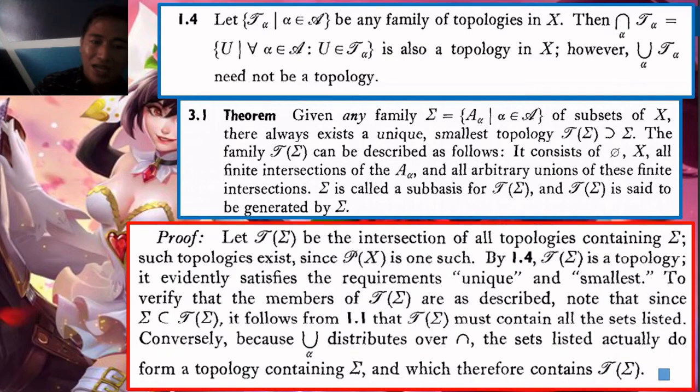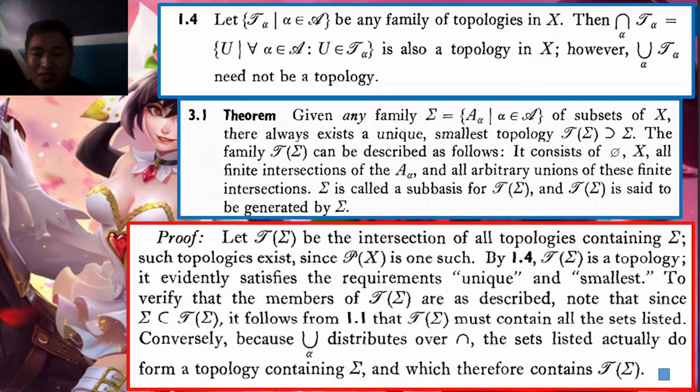So, proof. Let tau sigma be the intersection of all topologies containing sigma. Diba? Kana siya class ang ato ang tau sigma. Ah, intersection di ay siya sa tanang topologies nga nag-contain og sigma. Siyempre class, kung intersect ni mo class tanang topologies nga nag-contain sa sigma, kato ang pinakagamay nga nag-contain jud sa sigma. Okay, mga man itong i-contest nga smallest topology siya. Okay. Such topologies exist since P of X is one such.